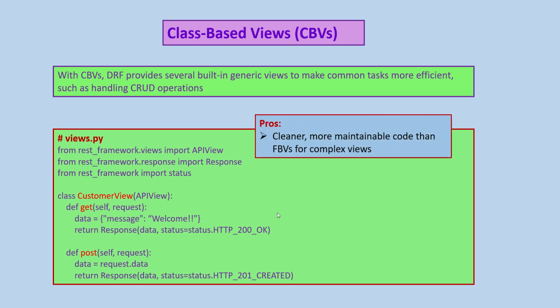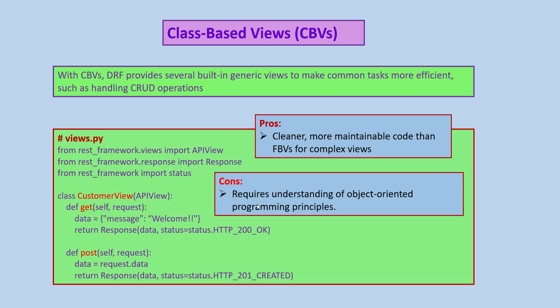Let us see the pros of this one. It has cleaner and more maintainable code than function-based views for complex views. When we are dealing with complex views, it is better because it keeps the code cleaner and more manageable. In terms of disadvantages, it requires an understanding of object-oriented programming paradigms. At least you should know the object-oriented programming principles before you start using class-based views. So that is about class-based views: when we can use them, and what the pros and cons are.